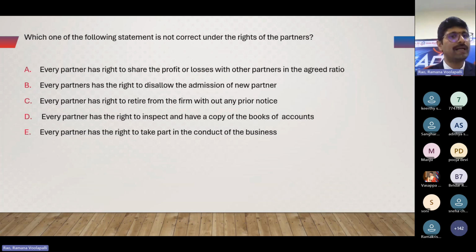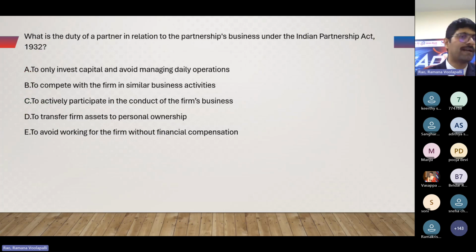Every partner has a right to share the profit or losses with other partners in the agreed ratio; that we have seen. Every partner has a right to disallow the admission of a new partner; that is also a right. Every partner has a right to retire from the firm without any prior notice. That was not there. It was with prior notice; without prior notice, there is no right. Every partner has a right to inspect and have a copy of books of account; that is also there. Every partner has a right to take part in the conduct of the business; that was also a right. C is the right answer. Let me go with another question.